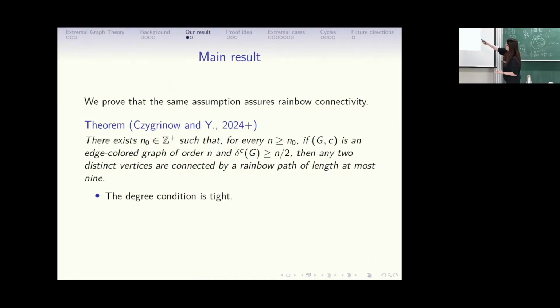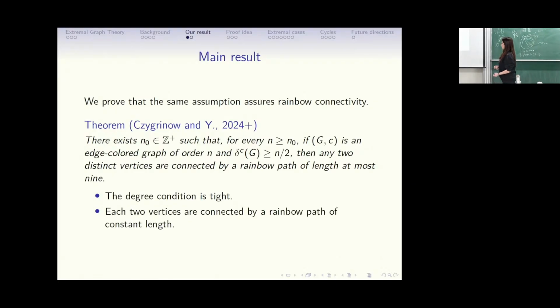So one thing is that the degree condition is tight, and we can argue with the same counterexample. Also here we can show that between any two vertices, there is a path of constant length. We are not sure if this line is optimal or not, but since it's a constant number, inductively we can find a bunch of good structures in the graph as well.